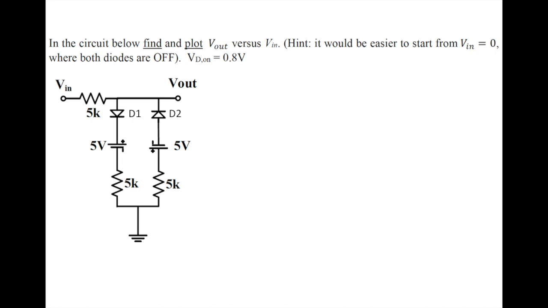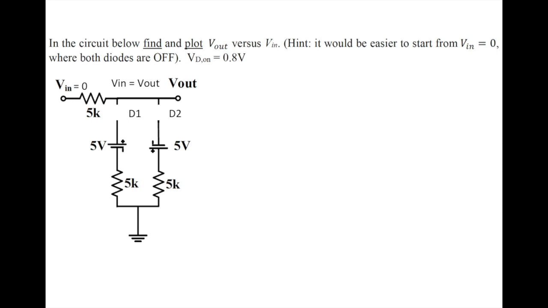So let's apply this model to an actual problem. In the circuit below, we're asked to find and plot V out versus V in. We're going to start out with V in equals 0, where both diodes are off. We have two diodes here, D1 and D2, and they're both off, meaning that they're both acting as open circuits, not allowing any current to flow through them.